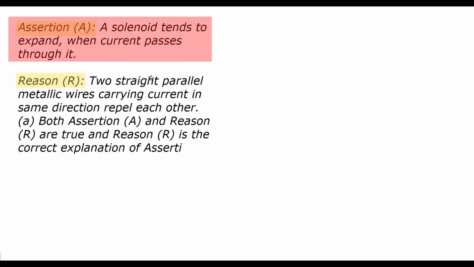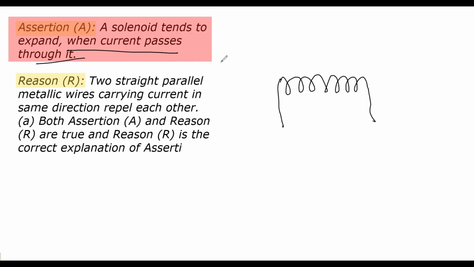In this assertion reason question, it says a solenoid tends to expand when current passes through it. Well, let me first tell you what a solenoid is: a wire of many circular turns wrapped in the shape of a cylinder. Now, the question is when the current passes through it, should it expand? Clearly, this should not be correct because when the current is flowing through this in the same direction, you see that they will attract, they will contract, and it will not expand.